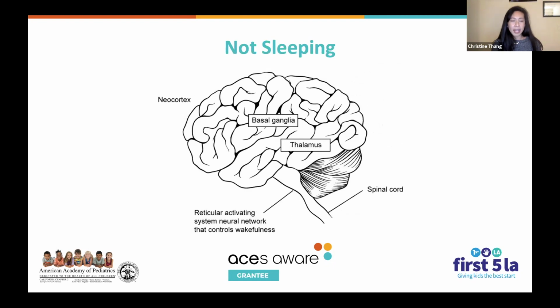And then the fourth and last area that I'll look at in terms of our neurobiology is your reticular activating system. And this neural network controls your wakefulness. I think it goes without saying that sleep is oftentimes sacrificed in the setting of being exposed to trauma because you're really not in a safe place to do so.